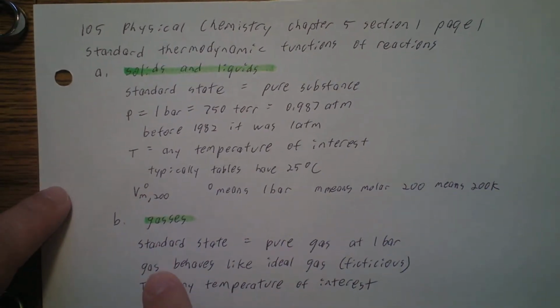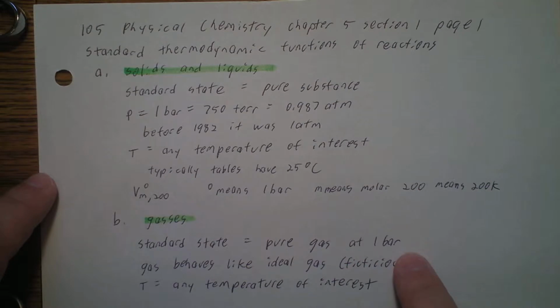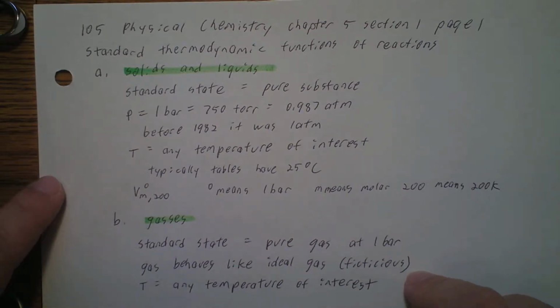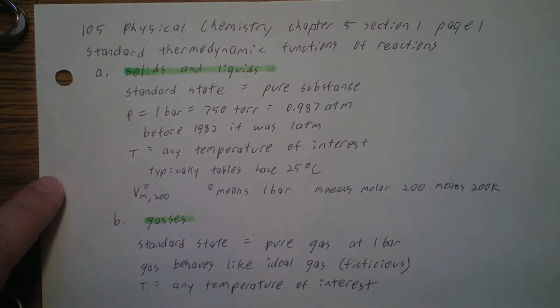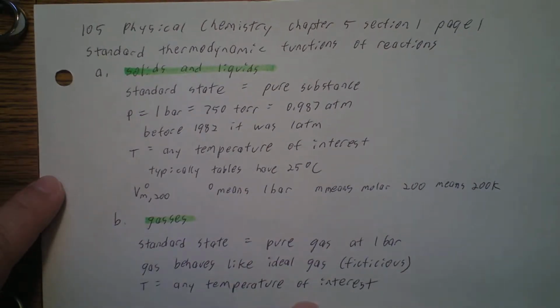Now for gases, the standard state is the pure gas at 1 bar, and the gas behaves like an ideal gas, which is fictitious, and we'll talk later on about how to compensate for that when you're applying it to real-life situations. And just like with solids and liquids, the temperature is any temperature of interest. Okay, that's all for section 1.